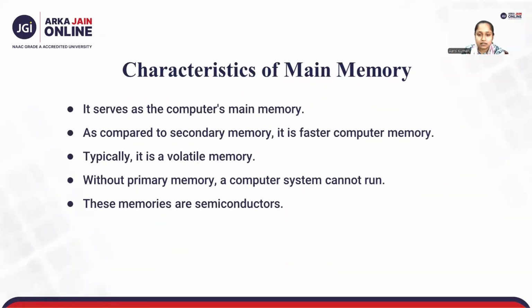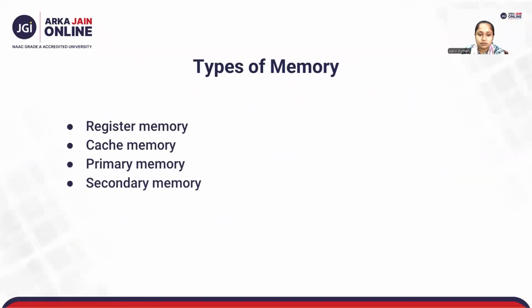Now, next we have characteristics of main memory. It serves as the computer's main memory. As compared to secondary memory, it is faster. Typically, it is a volatile memory. Without primary memory, a computer cannot run. These memories are semiconductors. But if we categorize memory on the basis of space or location, it is of four types: register memory, cache memory, primary memory, and secondary memory.